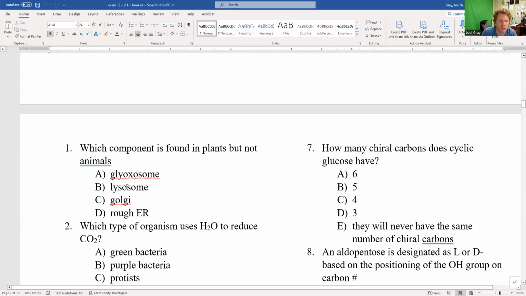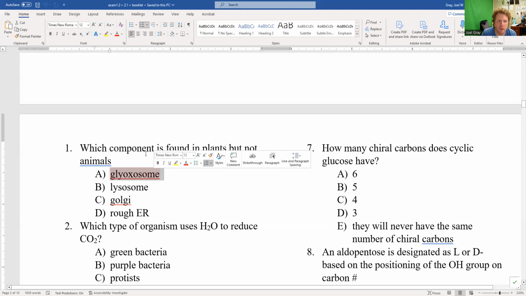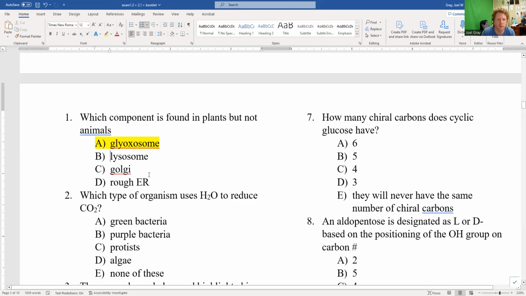And so we've got glyoxysome, lysosome, Golgi, and the rough ER. The Golgi apparatus, the rough endoplasmic reticulum, and the lysosome are all found in animals. It's only the glyoxysome that is found in plants, but not in animals.